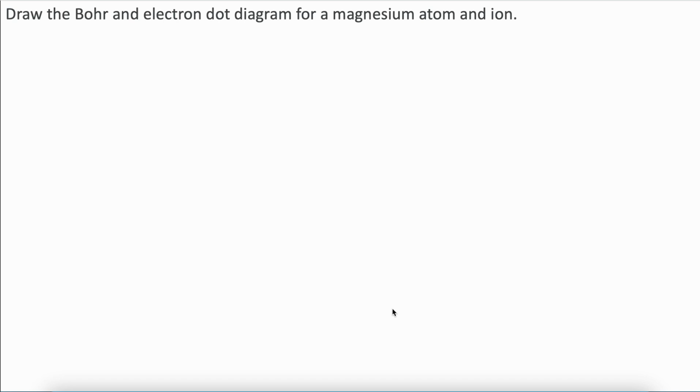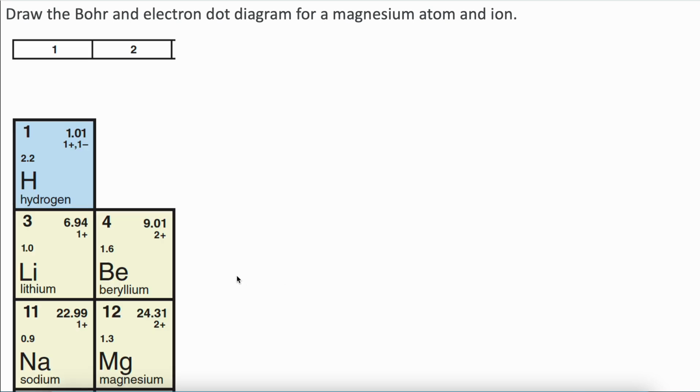In this example, we're being asked to draw the Bohr and electron dot diagram for a magnesium atom and ion. Our first step is to locate magnesium on the periodic table. Here we see magnesium is atomic number 12. That indicates that there must be 12 protons in magnesium's nucleus.